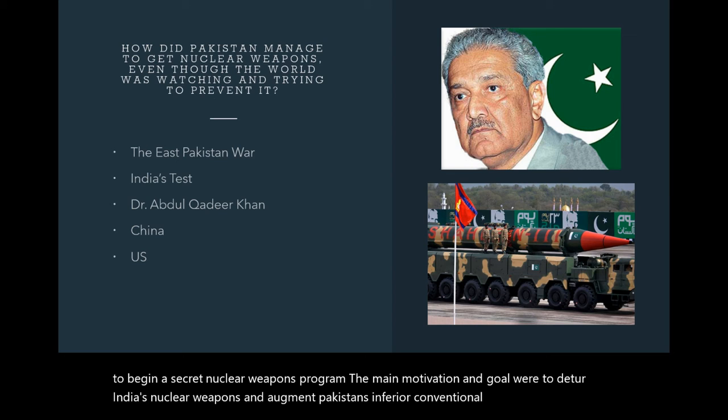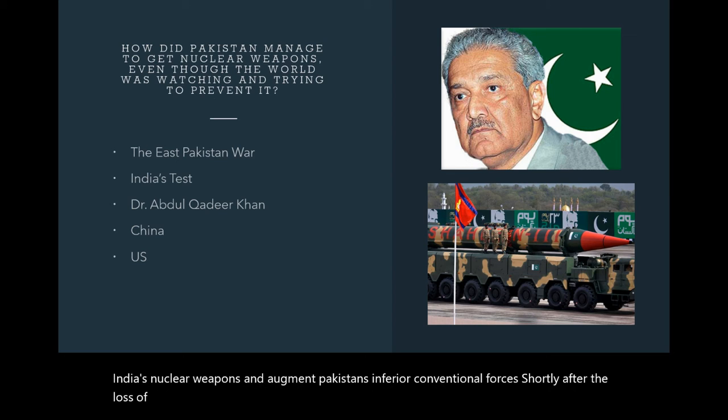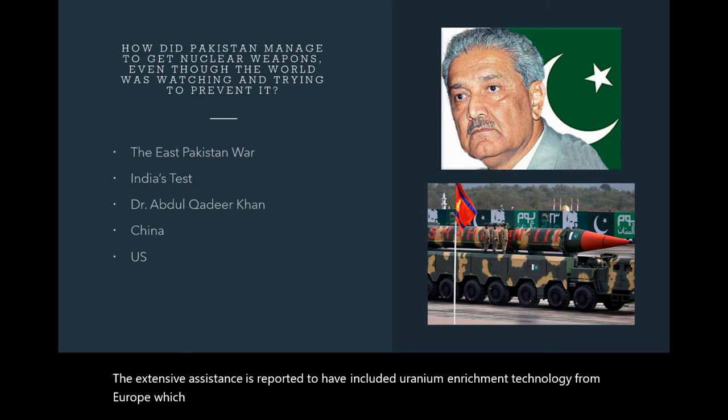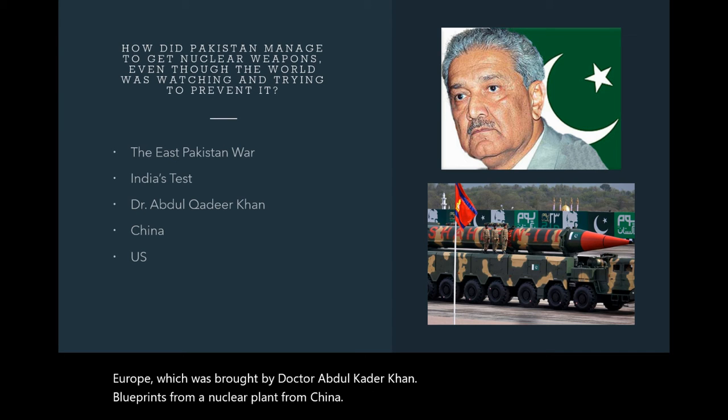Shortly after the loss of East Pakistan in the 1971 war with India, Bhutto initiated a program with a meeting of physicists and engineers at Multan in January 1972. The extensive assistance is reported to have included uranium enrichment technology from Europe, which was brought by Dr. Abdul Qadir Khan, blueprints of a nuclear weapon from China, and missile technology from China.